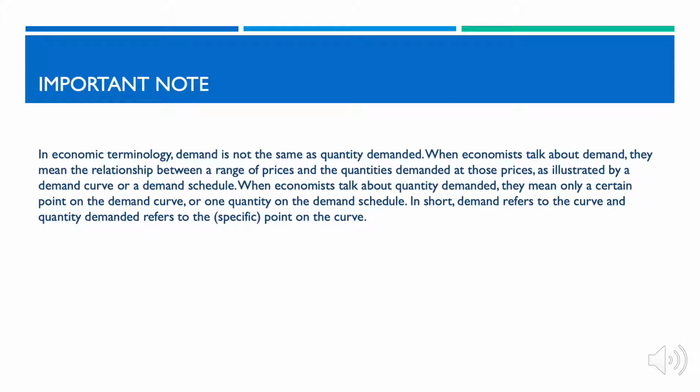One important note to keep in mind is that in economic terminology, demand is not the same as quantity demanded. When economists talk about demand, they mean the relationship between a range of prices and the quantities demanded at those prices, as illustrated by a demand curve or demand schedule. When economists talk about quantity demanded, they mean only a certain point on the demand curve, or one quantity on the demand curve. In short, demand refers to the curve and quantity demanded refers to the specific point on the curve.